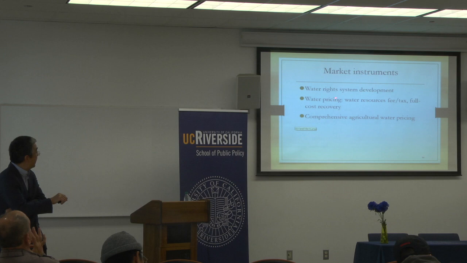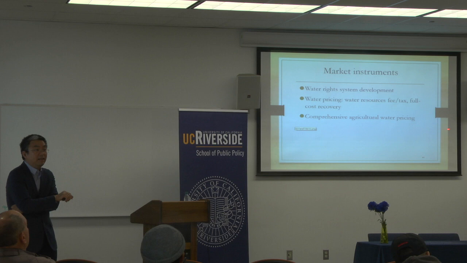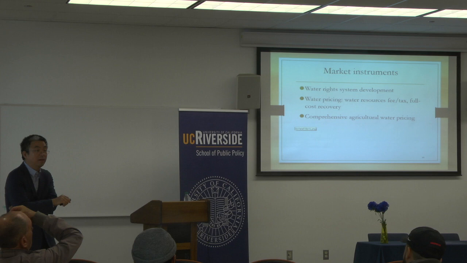And we have comprehensive agricultural water pricing because of the characteristics of the agricultural sector. In some ways it needs subsidies, and in some ways we should promote water use efficiency. So that means we have comprehensive agricultural water pricing. That means under the quota, it's a cheap price or free. But if we use more than the quota, there will be a punitive price.